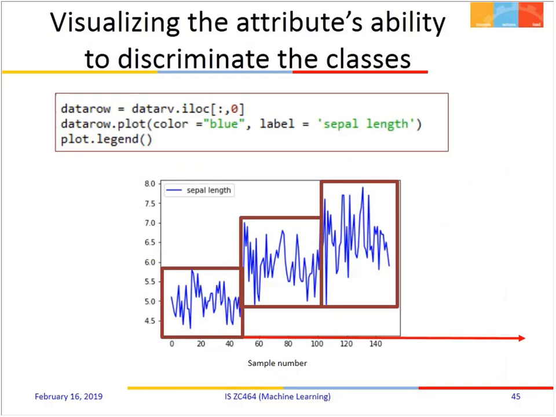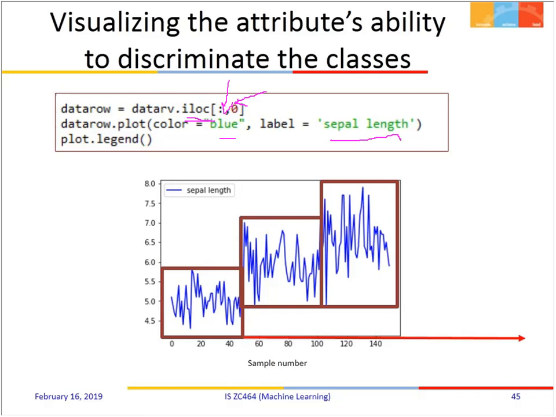You can use ILOC for accessing a particular value. So ILOC is representing the value of the data record, the 0th attribute, not the record, and this colon is representing all records. So that means the 0th attribute of all instances you are going to print here. You are printing it in blue color and then labeling it as sepal length, that is the first feature. And because I am printing the legend also, it is showing me sepal length in blue.